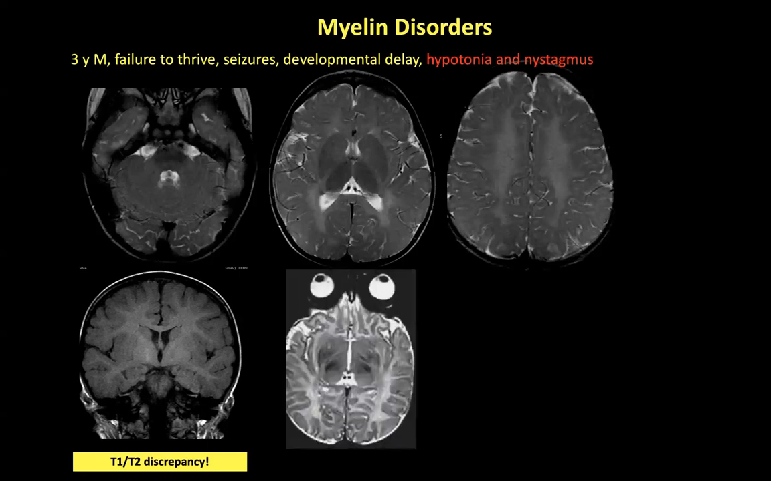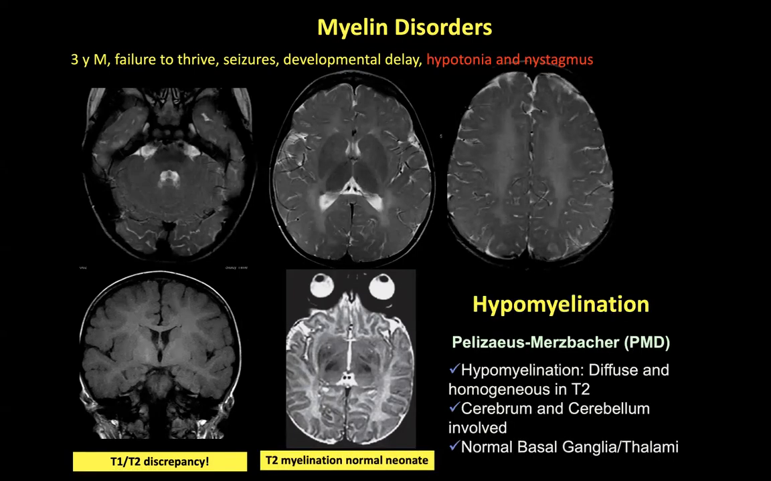hypomyelinating pattern. This is, for instance, a normal neonate, and normally a neonate is not myelinated, but still the ventrolateral thalamus and the posterior limb of the internal capsule are dark in T2, meaning that some myelination is present. Here, there is no myelination, not even in the posterior limb of the internal capsule. So this is a hypomyelination, and this homogeneous hypomyelination is the typical appearance of Pelizaeus-Merzbacher, which is the prototype of true hypomyelination disorders, and then we have Pelizaeus-Merzbacher-like, so other genes involved.